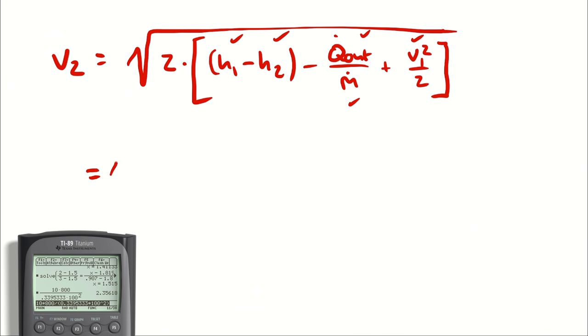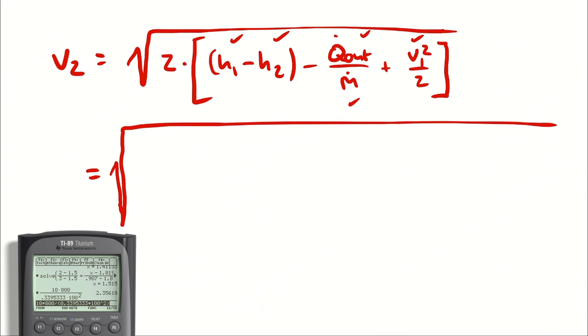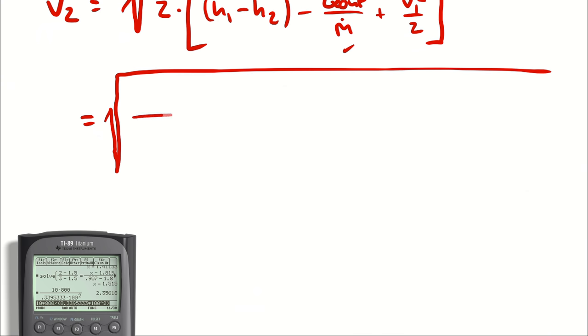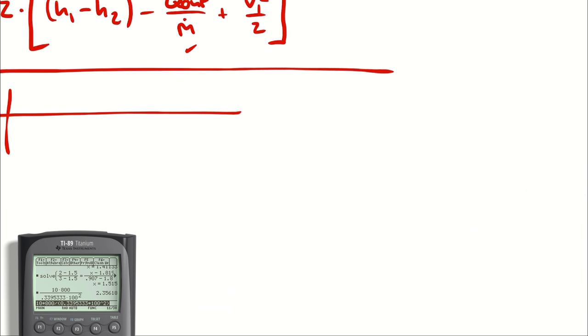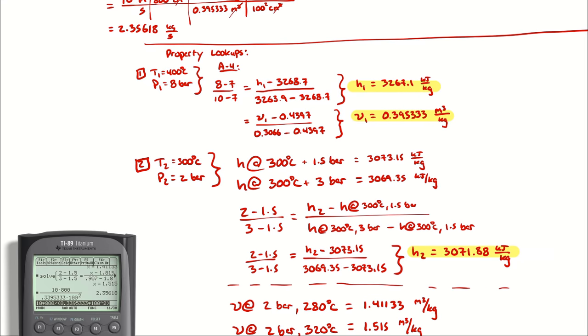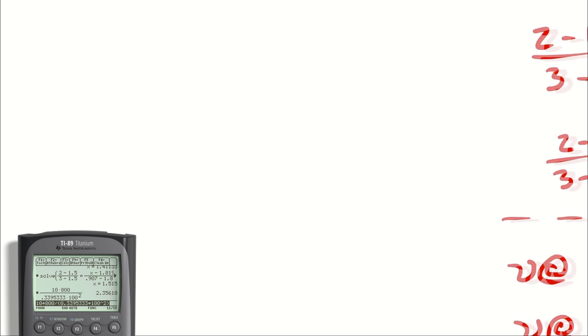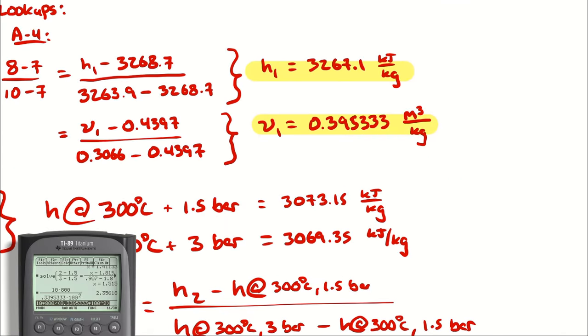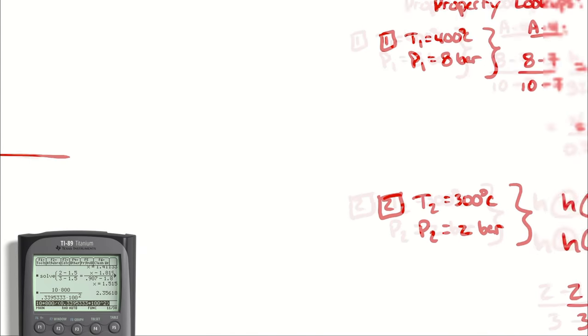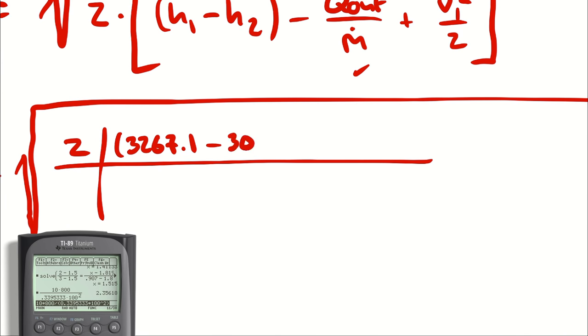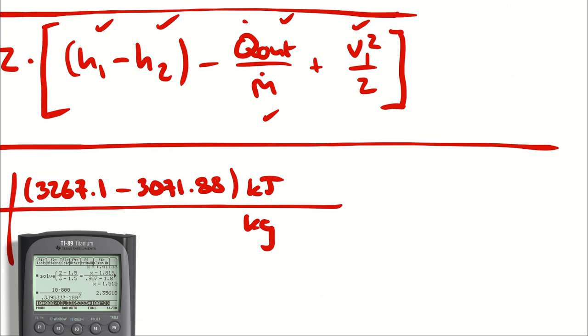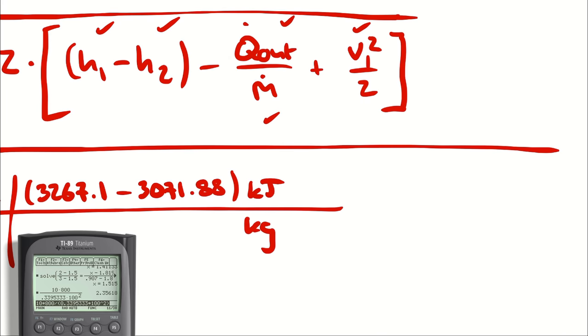So that will go square root, and then 2 times the quantity H1 minus H2. H1 was 3267.1 minus H2, which was 3071.88 kilojoules per kilogram. And now let's think about what units we want underneath our radical here.